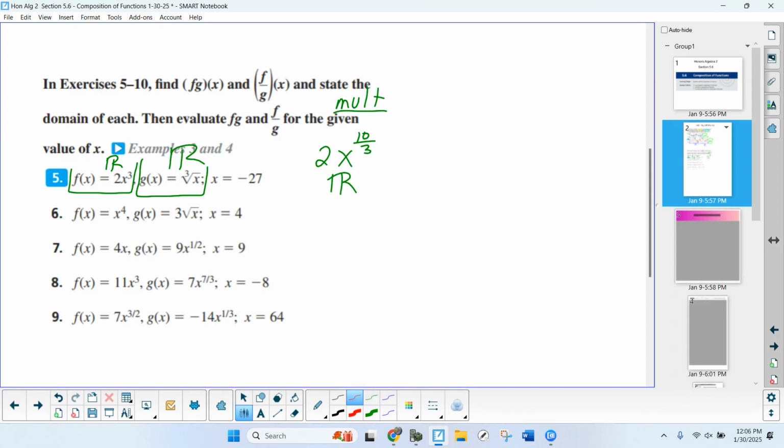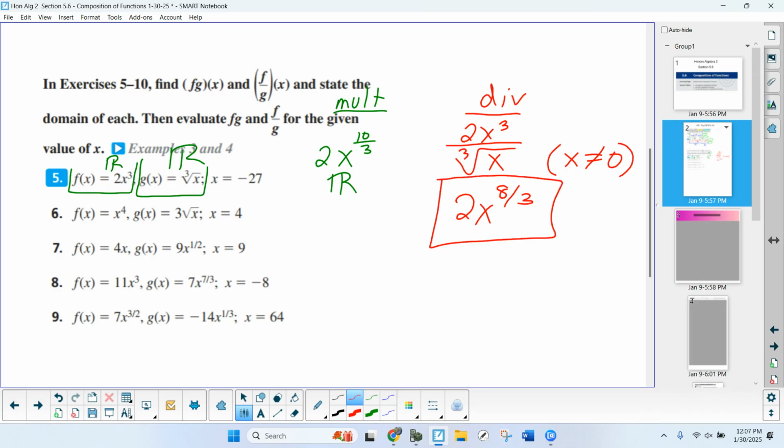All real numbers. Now, how about the division? When you divided, you had to be careful. Back at the beginning, you divided 2x to the third by the cube root of x. What is the denominator of a fraction not allowed to be? 0. So what is this denominator? We have to say, okay, no, wait a minute. We know it's all real numbers, but the denominator is not allowed to be 0. Then you simplified it, and you got 2x to the 8 thirds. But you had all real numbers not equal to 0. So what's your domain? X can't be 0. It's everything except 0.